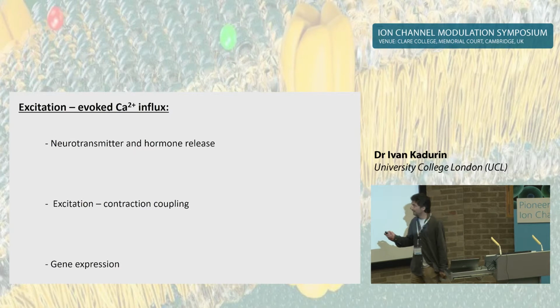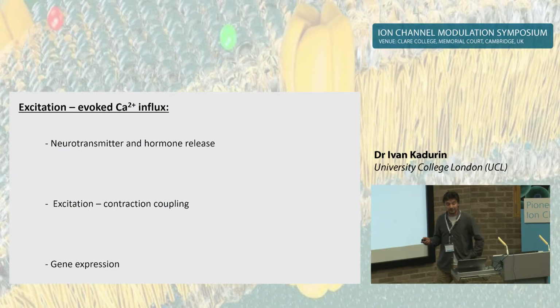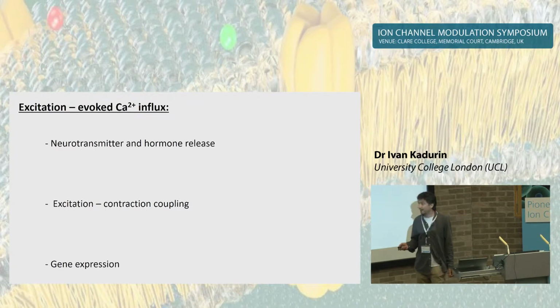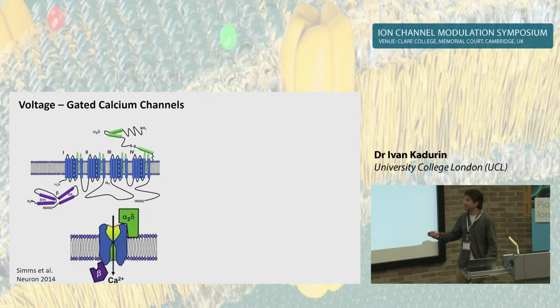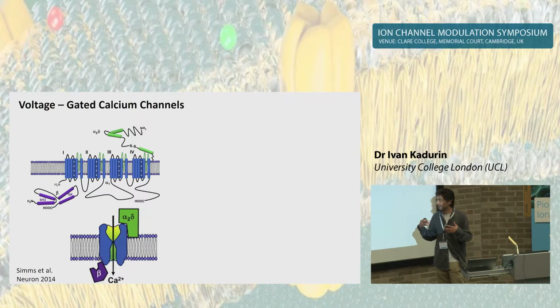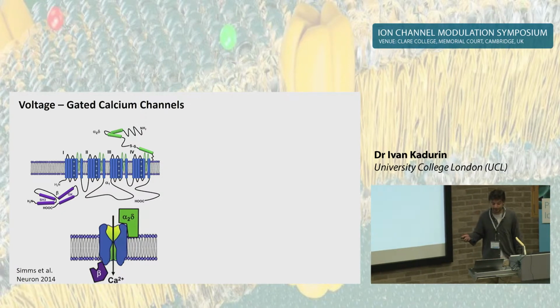So, just a brief overview. The excitation-evoked calcium influx is important for pretty much every excitable tissue. It regulates a variety of different processes: neurotransmitter release, and excitation-contraction coupling in skeletal muscle and heart. It can also trigger gene expression alterations. And voltage-gated calcium channels are responsible for the regulation of these processes because they respond to membrane depolarization by allowing calcium entry.